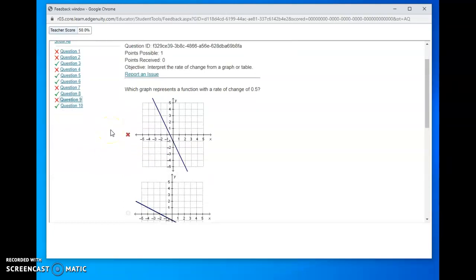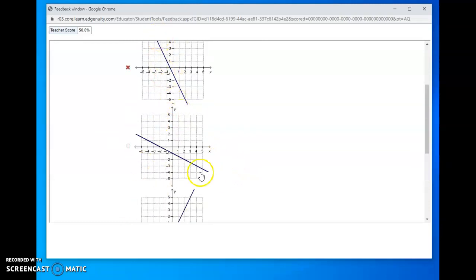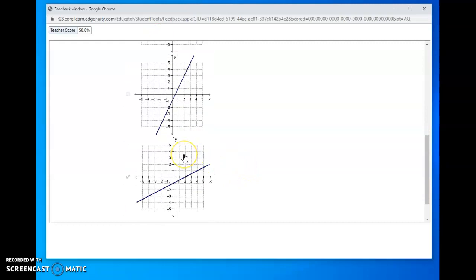Which graph represents a function with a rate of change of 0.5? So since it's positive, I know my graph has to be going up. So one of these two, left to right, it's going up. These, they're going down. And which one is 0.5? So up 1 over 2. This one looks like it's going up 2 over 1, so the opposite. This one looks like it's going up 1 over 2.